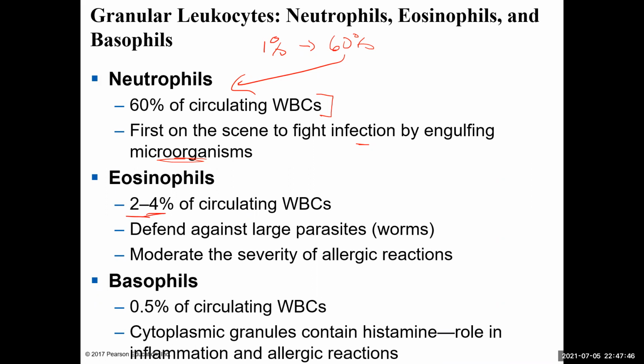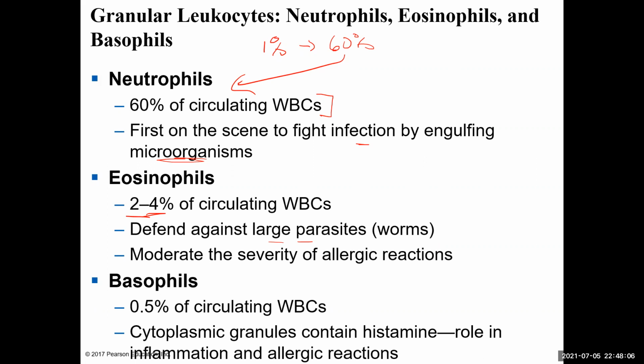Eosinophils are between 2 and 4% of that white blood cell concentration, and they're really important for defending against those larger parasites. They're the ones that surround those parasites and release enzymes to break them down, and they help with allergic reactions as well.